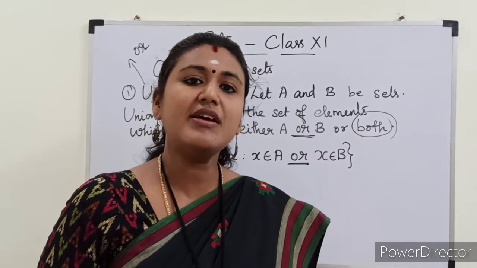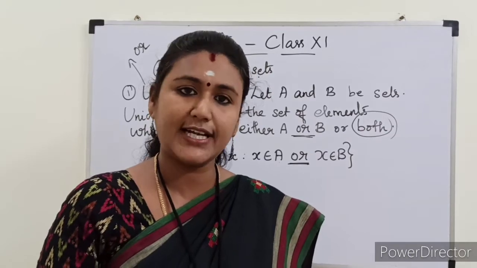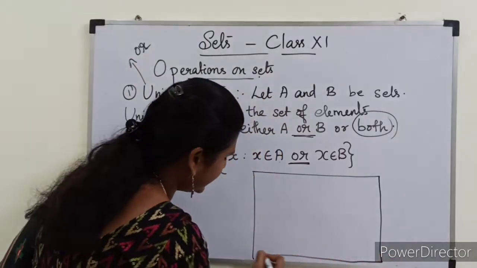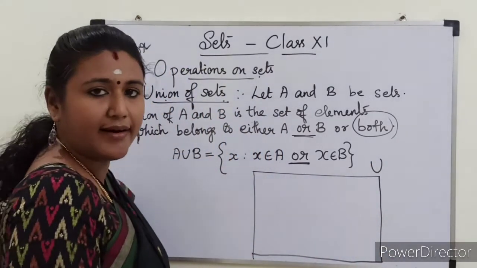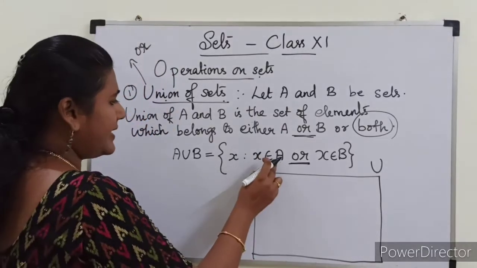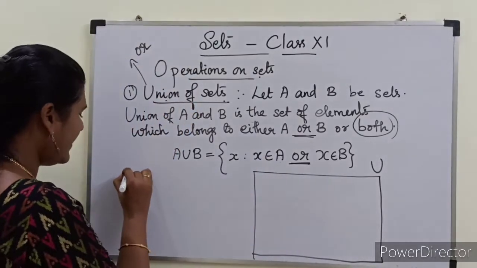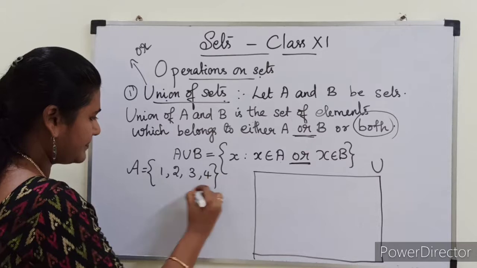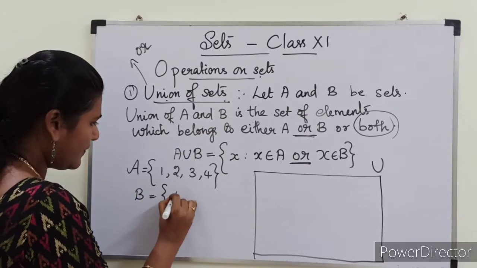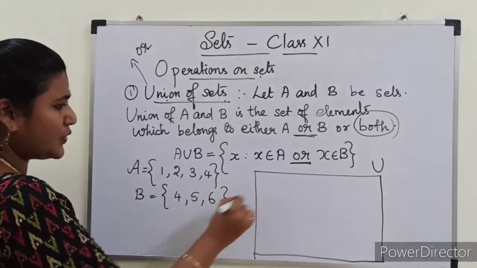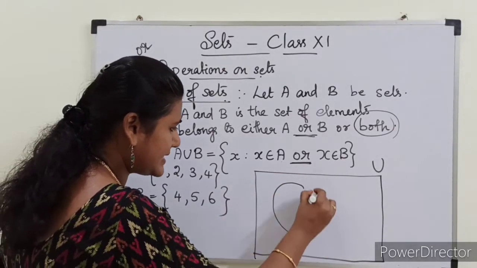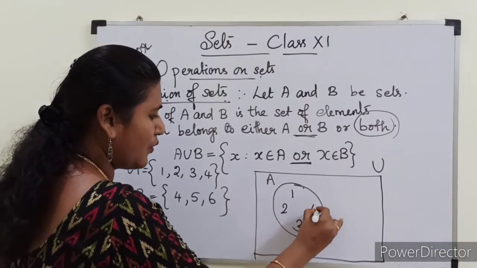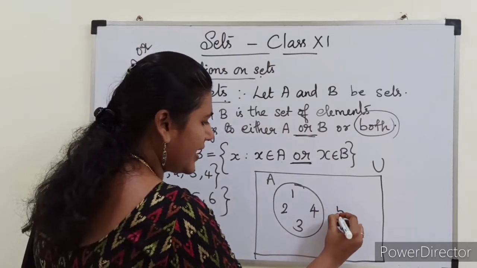Now we will see how we can represent this operation in a Venn diagram. We have the universal set, which is represented by a rectangle. And here we have A. Let's take one example. A is equal to the set {1, 2, 3, 4}. B is equal to {4, 5, 6}. So first we will draw set A. Here we will mention the numbers 1, 2, 3, 4. And B is having 4, 5, 6.